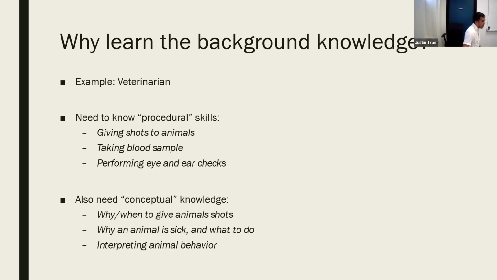Okay, so let me give you an example. If you think about what a vet has to do, on the one hand, a vet is expected to know what I call procedural skills. A vet is expected to know how to give a shot to an animal, how to take a blood sample, maybe how to perform eye and ear checks. Those are mechanical skills that they're expected to have. But we also expect our vet, who is an expert in animal health, to have conceptual knowledge as well. They should know why they're giving medicines to our pets.